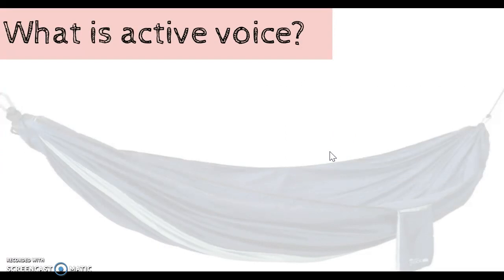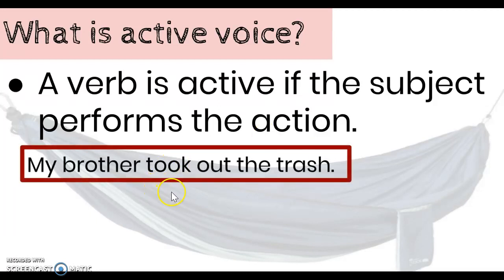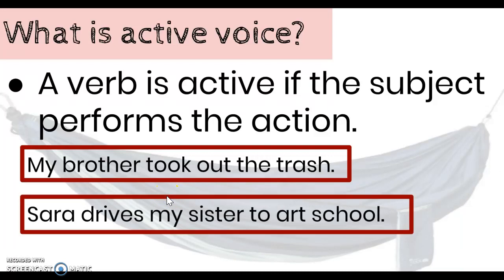So let's start with active voice because that's the one that we use the most. What is active voice? A verb is active if the subject performs the action. And I know that seems rather simple to explain, but most of the sentences we write are in active voice. The subject is my brother. What did he do? He did the action of taking out the trash. My brother took out the trash.